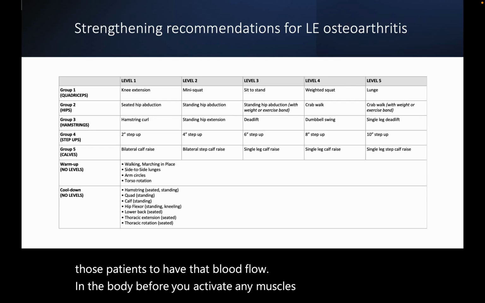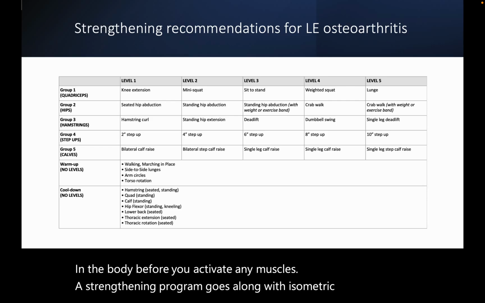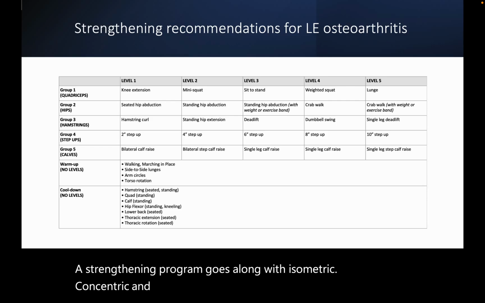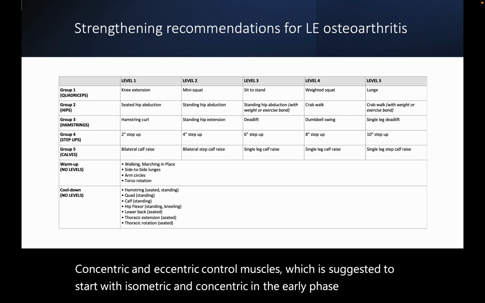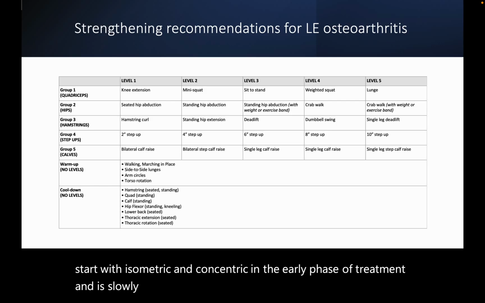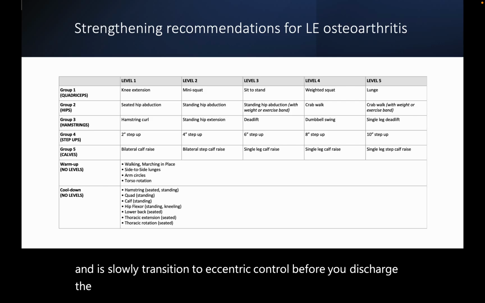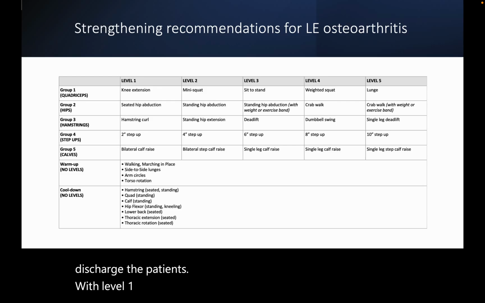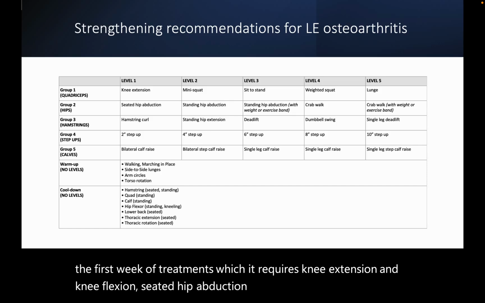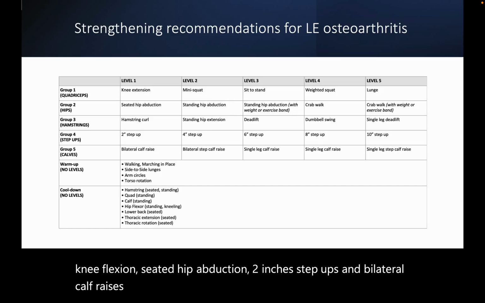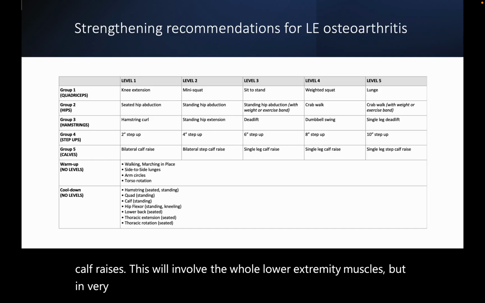A strengthening program goes along with isometric, concentric, and eccentric control of muscles, which is suggested to start with isometric and concentric in the early phase of treatment and slowly transition to eccentric control before you discharge the patients. Level 1 activations are usually minimal. It's usually done in the first week of treatment, and it requires knee extension and knee flexion, seated hip abduction, 2-inch step-ups, and bilateral calf raises. This will involve the whole lower extremity muscles, but in a very mild activation manner.